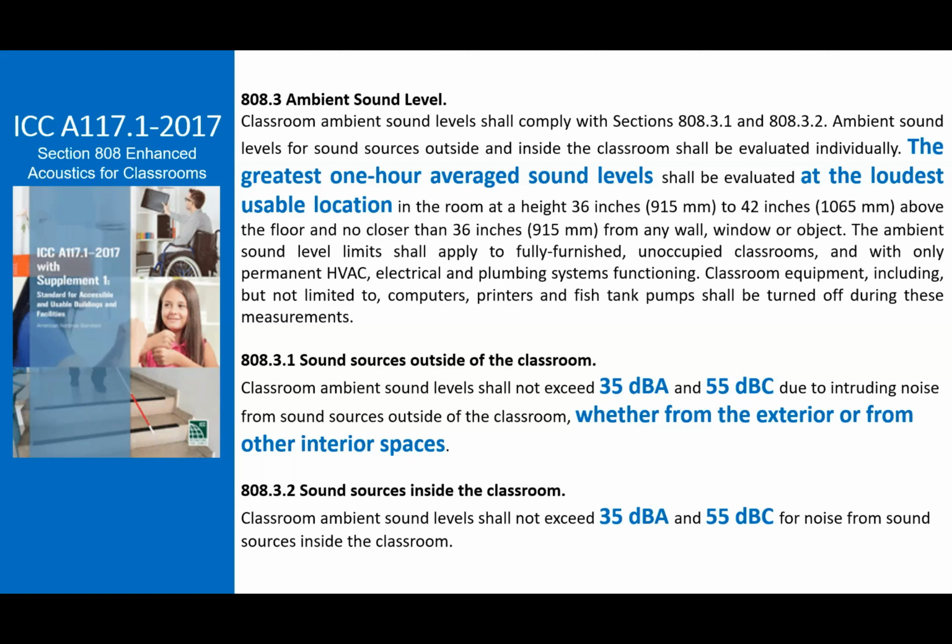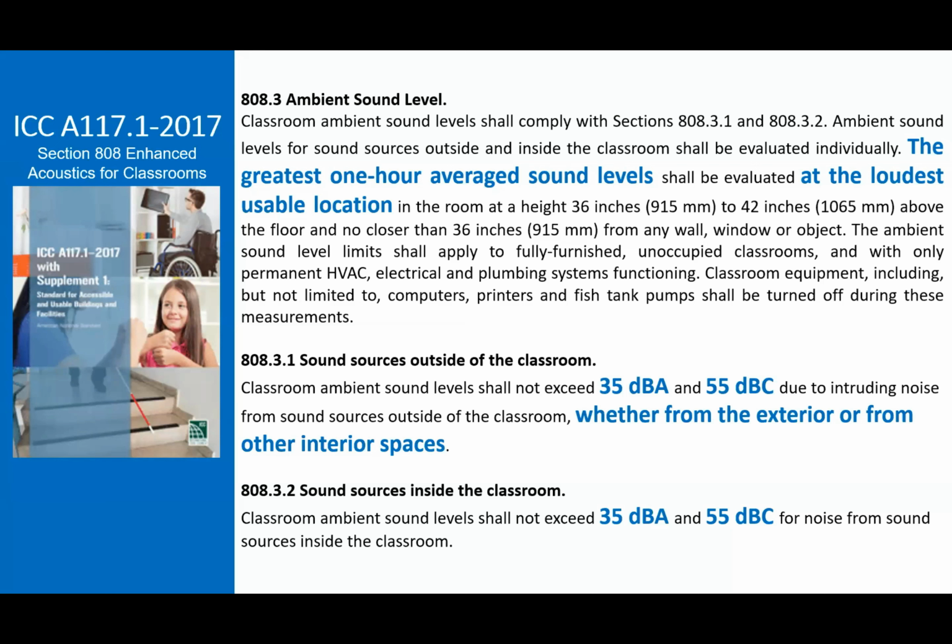And so contained within this ambient sound level section is really a multitude of different implied analyses that need to take place. We've got to measure the sound levels on the site so that we can figure out what the greatest 1 hour average sound level is. We have to take that sound level into account when designing the facade to make sure that those sounds from outside are not above 35 dBA, 55 dBc.